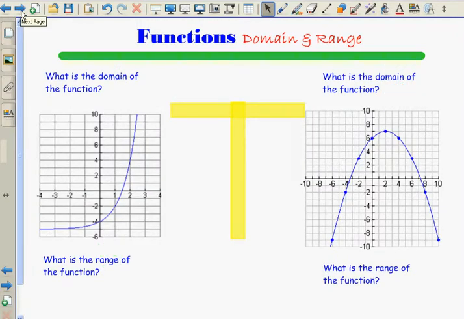All right, let's try another one. So I put on two graphs you might remember from Algebra 1. That first one is an exponential, second one is a quadratic. All right, let's go to this exponential. So let's think about our domain, which is our x's first. Remember, the x-axis goes forwards and backwards. So I'm going to trace forwards and backwards.